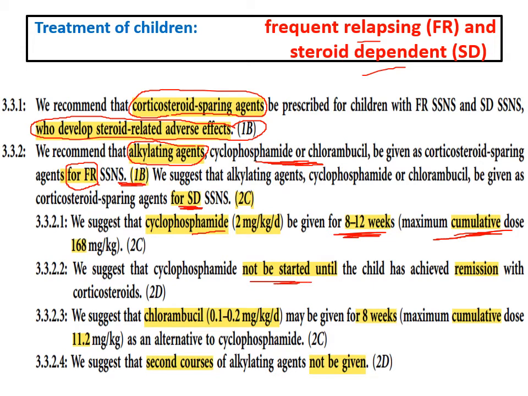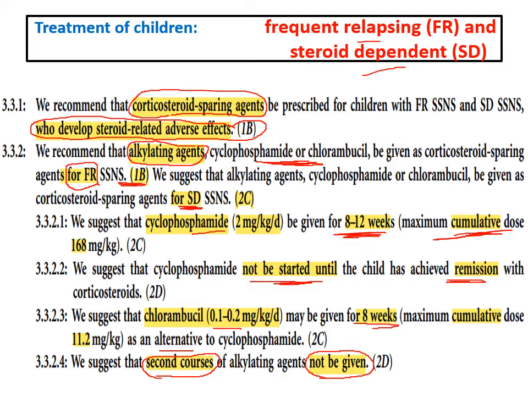Cyclophosphamide shouldn't be started until the child achieved a remission، يعني ما استخدموش إلا لما يدخل فيه remission. بالنسبة للكلورامبيوسيل دوز is 0.1 to 0.2 ملغ بير كي جي بير داي for ممكن أديه for 8 weeks، والماكسيمم accepted cumulative dose is 11.2 ملغ بير كي جي as an alternative to cyclophosphamide. Very important note that second courses shouldn't be given. Second courses of alkylating agents shouldn't be given.